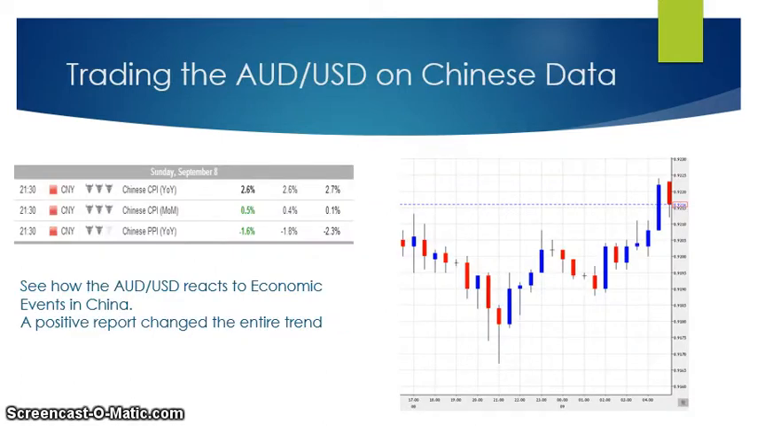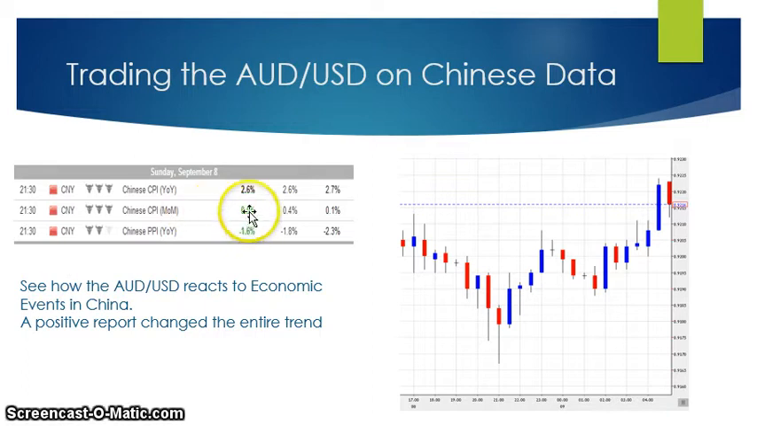This is an example from an event that happened last month: the Chinese CPI, Consumer Price Index. I took a screenshot of the events and what time they are, and then I put a graph to show how the results affected the Australian dollar against the US dollar. A positive report from China will drive the value of the Australian dollar up. So I'm going to show you this example.